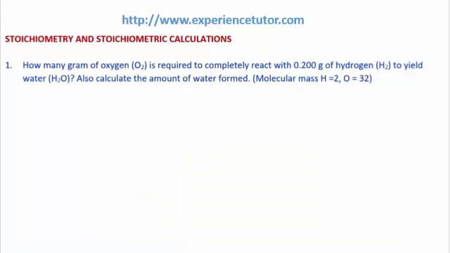Let us solve a few more problems in chemistry. Question number 1. How many grams of oxygen are required to completely react with 0.2 gram of hydrogen to yield water? Also calculate the amount of water formed. Molecular mass of hydrogen is 2, oxygen is 32.